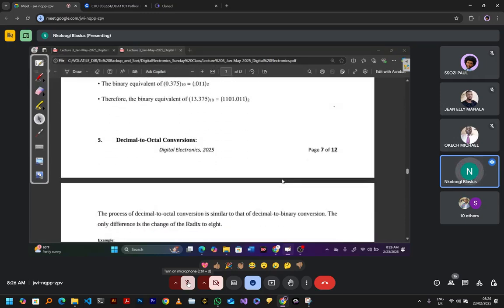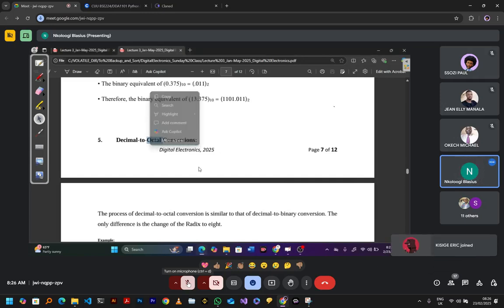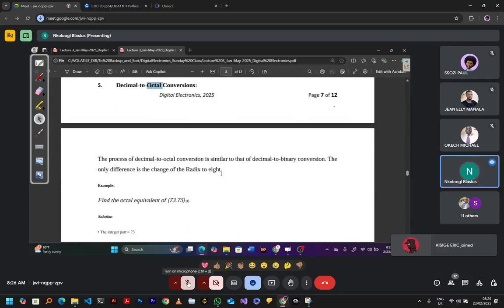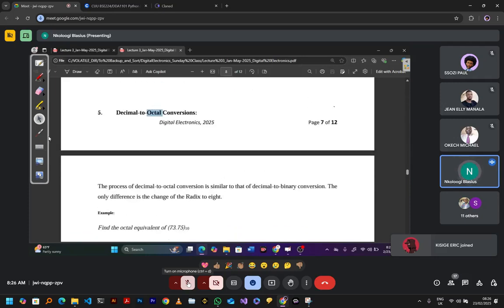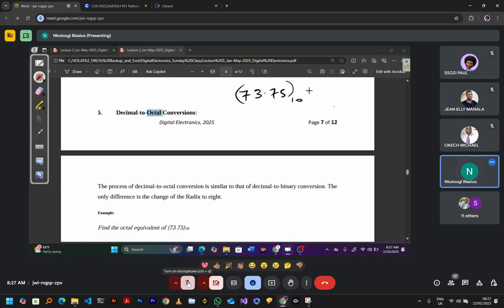What about if I want to convert from decimal to octal? The process is going to be similar. Only what will change is the radix, I mean the base number. So assuming we have a number like this, 73.75. This is base 10. Convert it to octal.